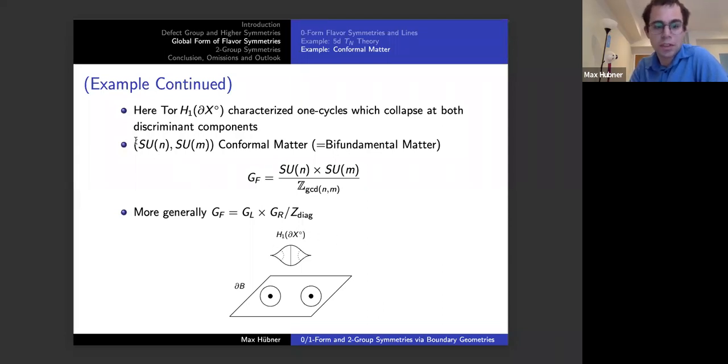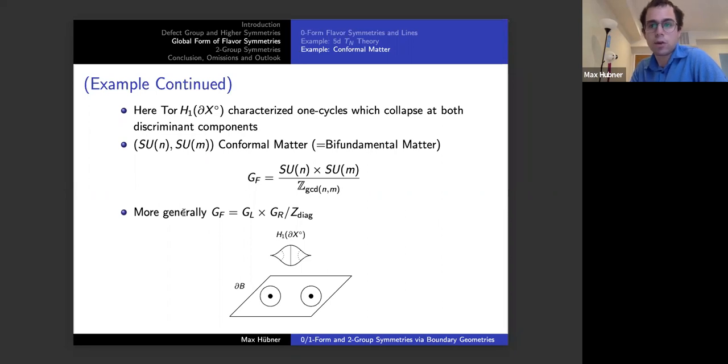Okay, so we're pressing on in our computation for the example, SUN times SUM conformal matter, which is bifundamental matter. We find the flavor symmetry to be equal to this. It is simply SUN times SUM modulo the GCD of N and M, which is exactly the subgroup of the centers which doesn't act on the bifundamental hypermultiplet. And so this is very expected. There's of course a more general version if I take different ADE singularities in this example. And in the paper, we also cover all A-type bases in more general elliptic models.